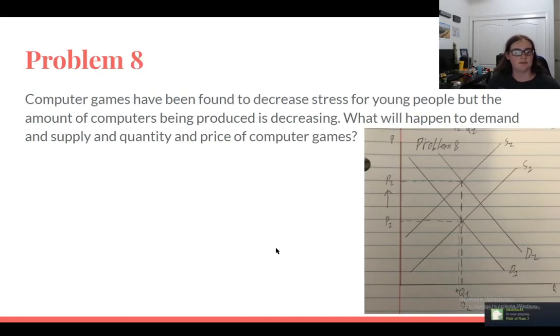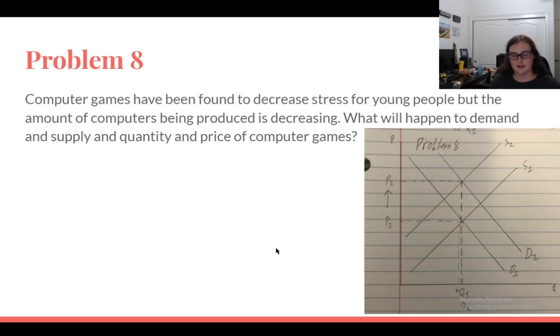Problem 8. Computer games have been found to decrease stress for young people, but the amount of computers being produced is decreasing. What will happen to demand, supply, quantity, and price of computer games? For this one, the supply will decrease because the amount of computers being produced is decreasing. But the demand will increase because it has been found to decrease stress.